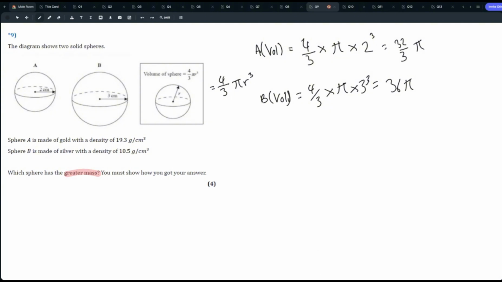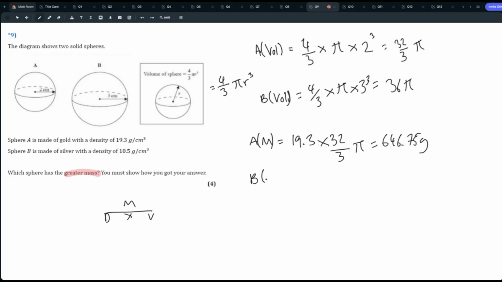Okay, so which has a greater mass? Now we're using density, mass, and volume again. Remember, to get m, you can see we need to do density times volume. Right, let's start off with A. We're going to do density times volume. So our density for A is 19.3. Let's times that by 32 over 3 pi. Now if we do that, we get 646.75 grams.